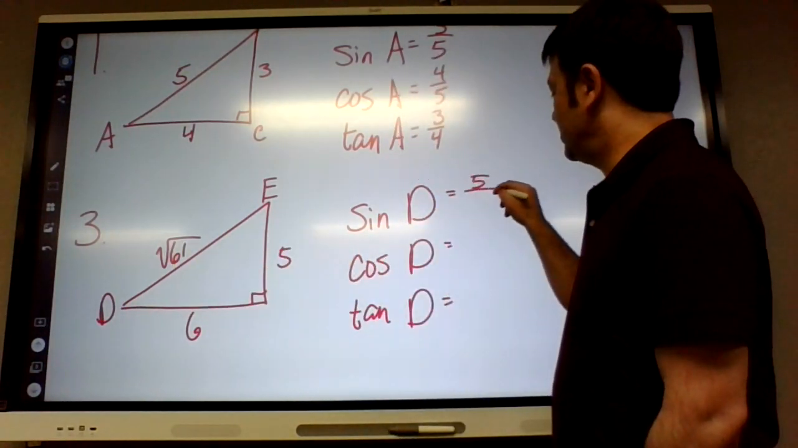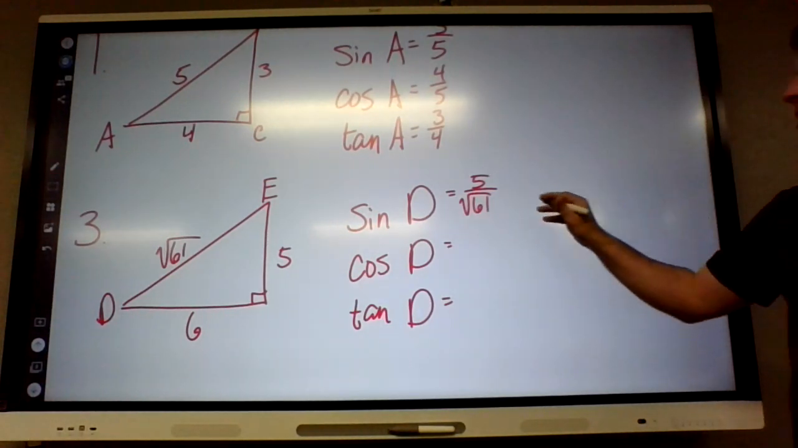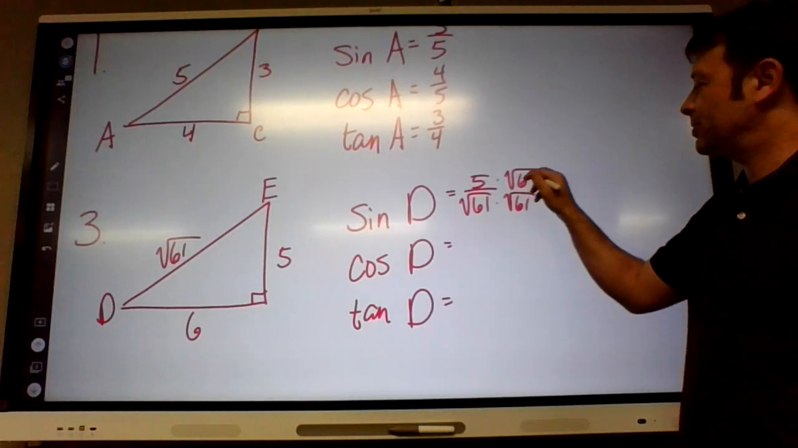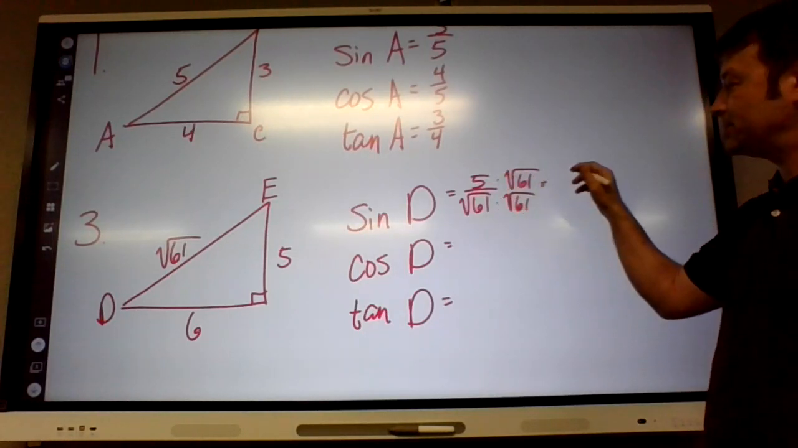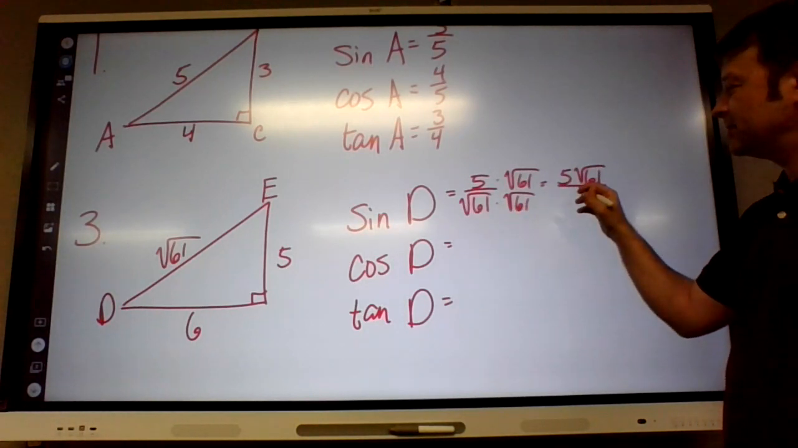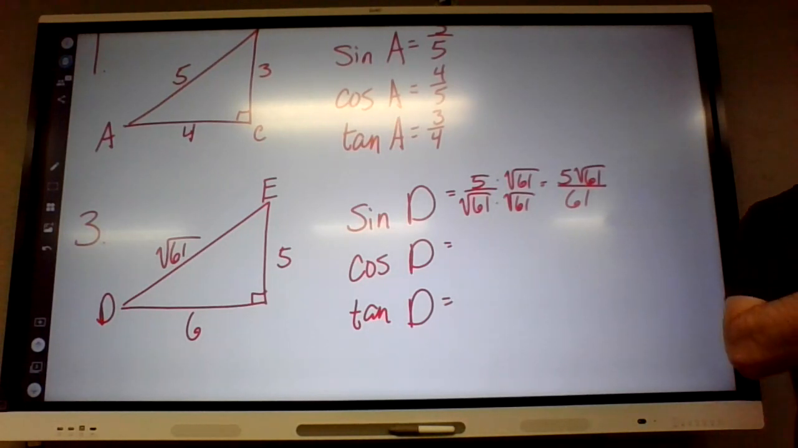Do you guys remember you're not supposed to leave square roots in the denominator? Your calculators can fix it, or you can just multiply top and bottom by the square root of 61. It just becomes 5 square root of 61 over 61. We could just leave it. No, can't leave it. Sorry.